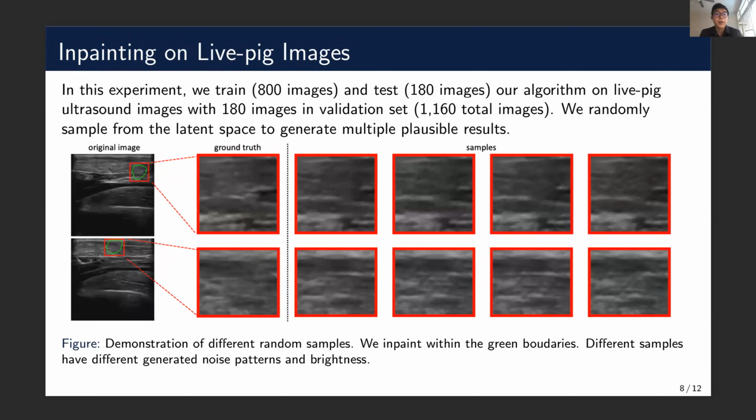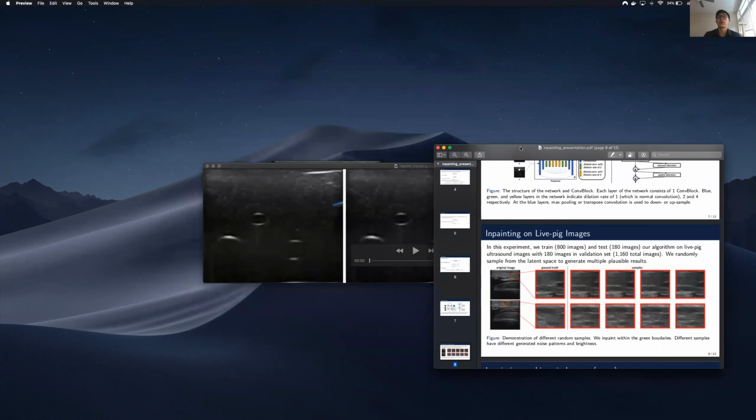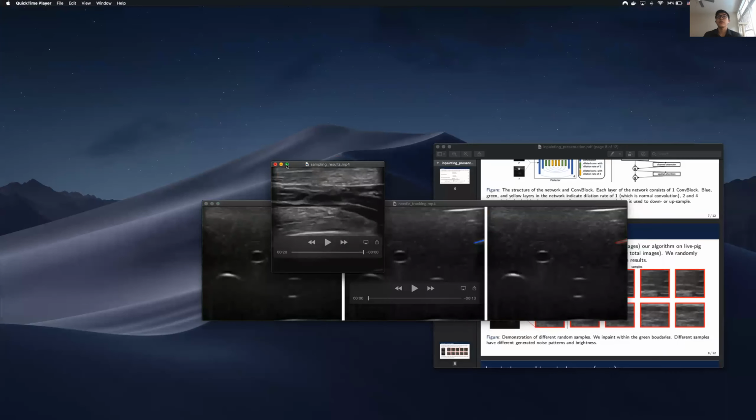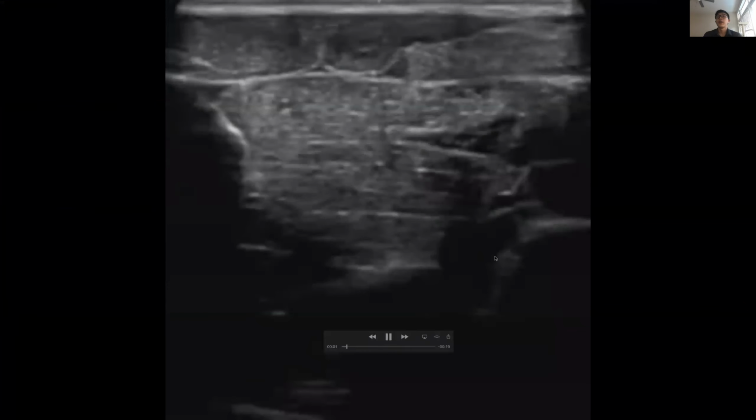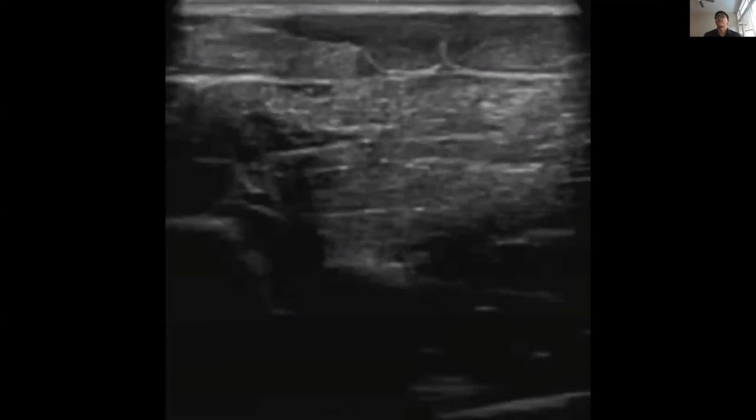So let's look at some experimental results. This is the result on the live pig. We randomly sample from the latent space to generate multiple plausible results. All the results look kind of plausible, but there are some differences in the details. Let me play a video real quick to better show what I'm saying. So here's some video of results. In this part, and here are the Inpainting regions. They all look kind of plausible, but they differ in the fine details.